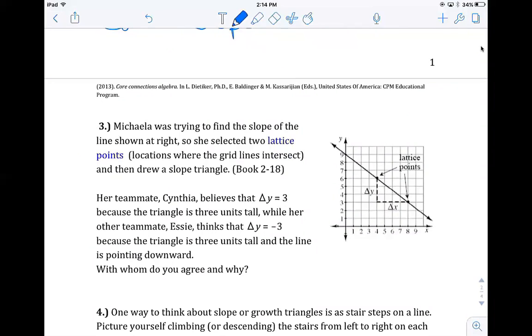Problem 3, Michaela was trying to find the slope of the line shown at right. She selected 2 lattice points. These are where the grid lines intersect. And then she drew a slope triangle.